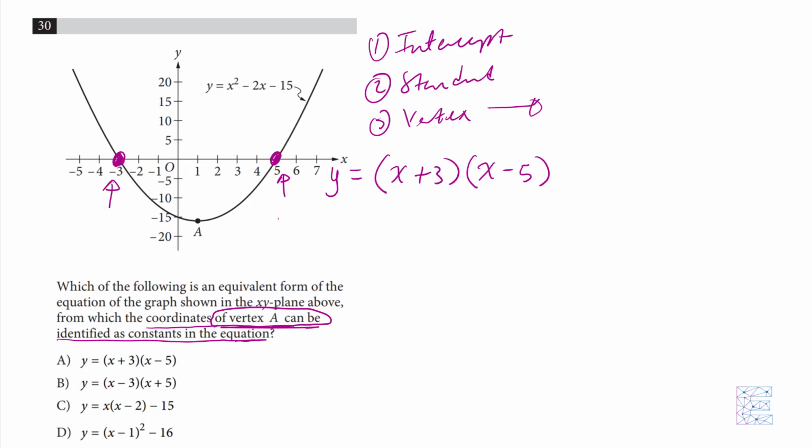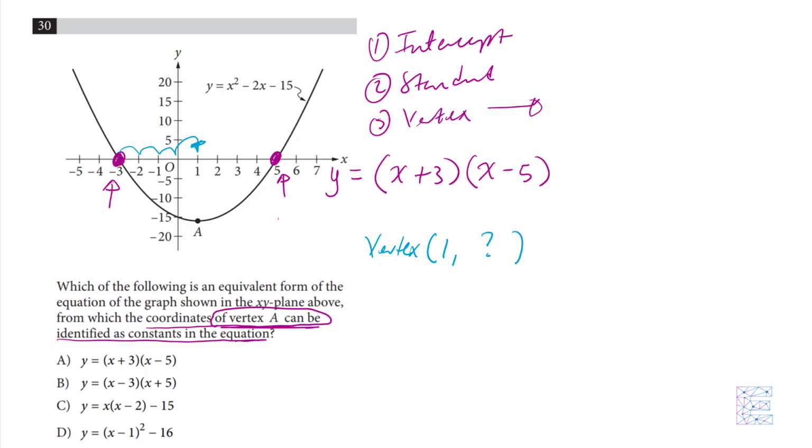Let's go ahead and count how many places there are between -3 and 5. There are 8 spaces in here. So we know 4 spaces is going to be the x value of the vertex. So 1, 2, 3, 4. We now have the x value of the vertex as +1. So for the vertex, the x value is 1.